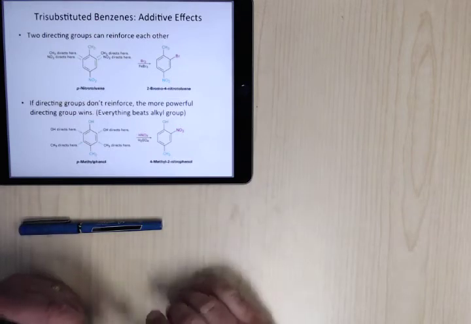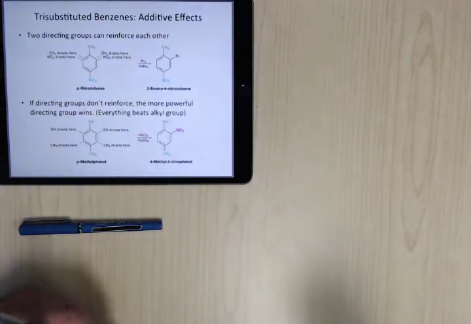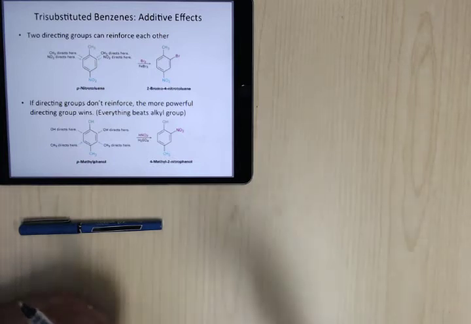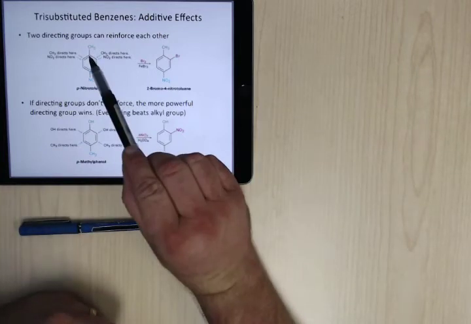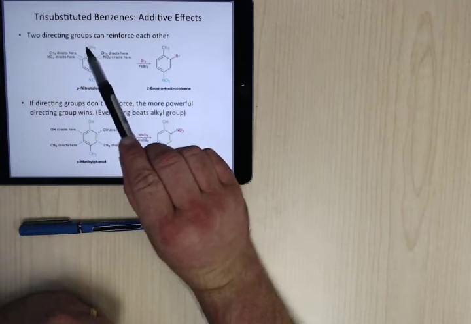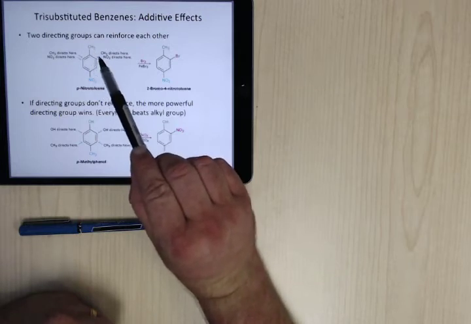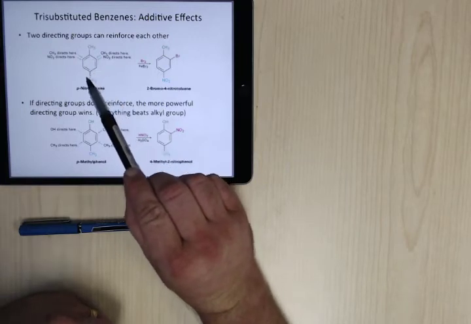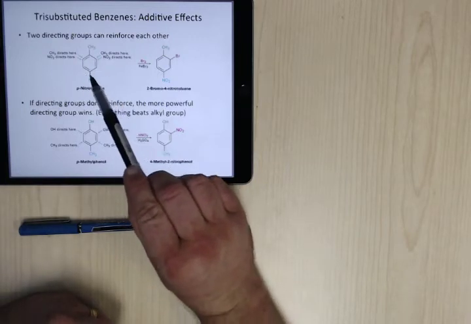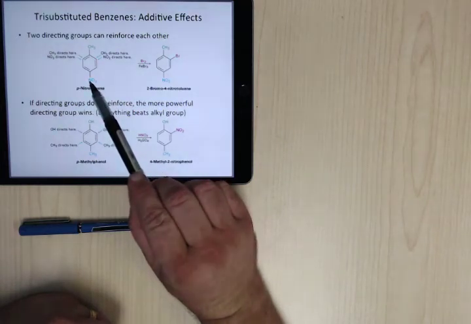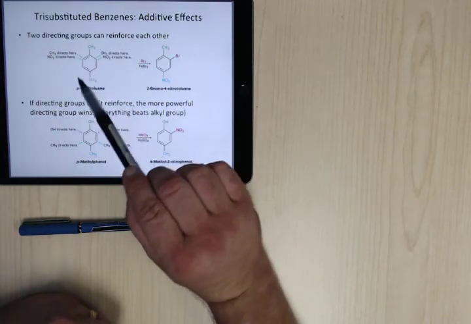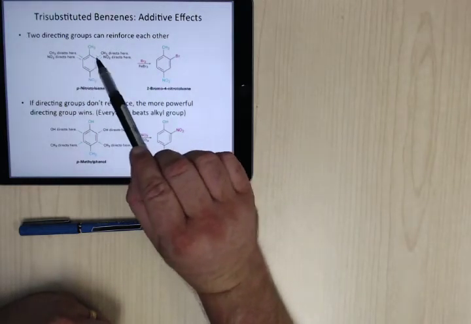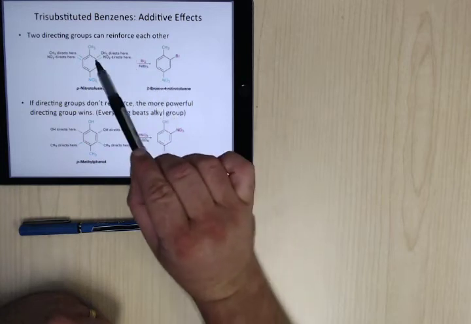Now for tri-substituted benzene. If you're trying to make that, you already have two groups on there. Now the question is, what does each one of those do? Sometimes you can get it reinforced. So this alkyl group is going to want to go ortho or para. The para has a nitro group. This NO2 is a nitro group, a meta director, so meta to that is 2 away, so it'd be here. So they're both directing the next group, in this case bromine, to go here.